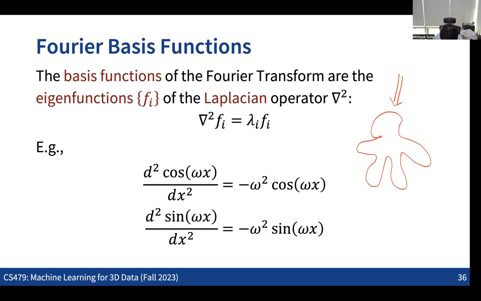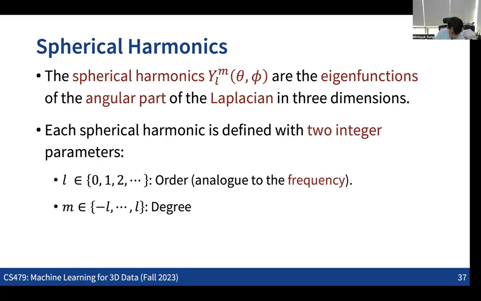This can be considered a special case where the surface is not a random surface, but just the unit sphere. For those cases, how we find the basis function is the basic idea of spherical harmonics. If we skip the details of how to exactly compute the eigenfunctions, it turns out the eigenfunctions are defined like this. The eigenfunctions are defined with two integer parameters: one is called the order, and the other is the degree.